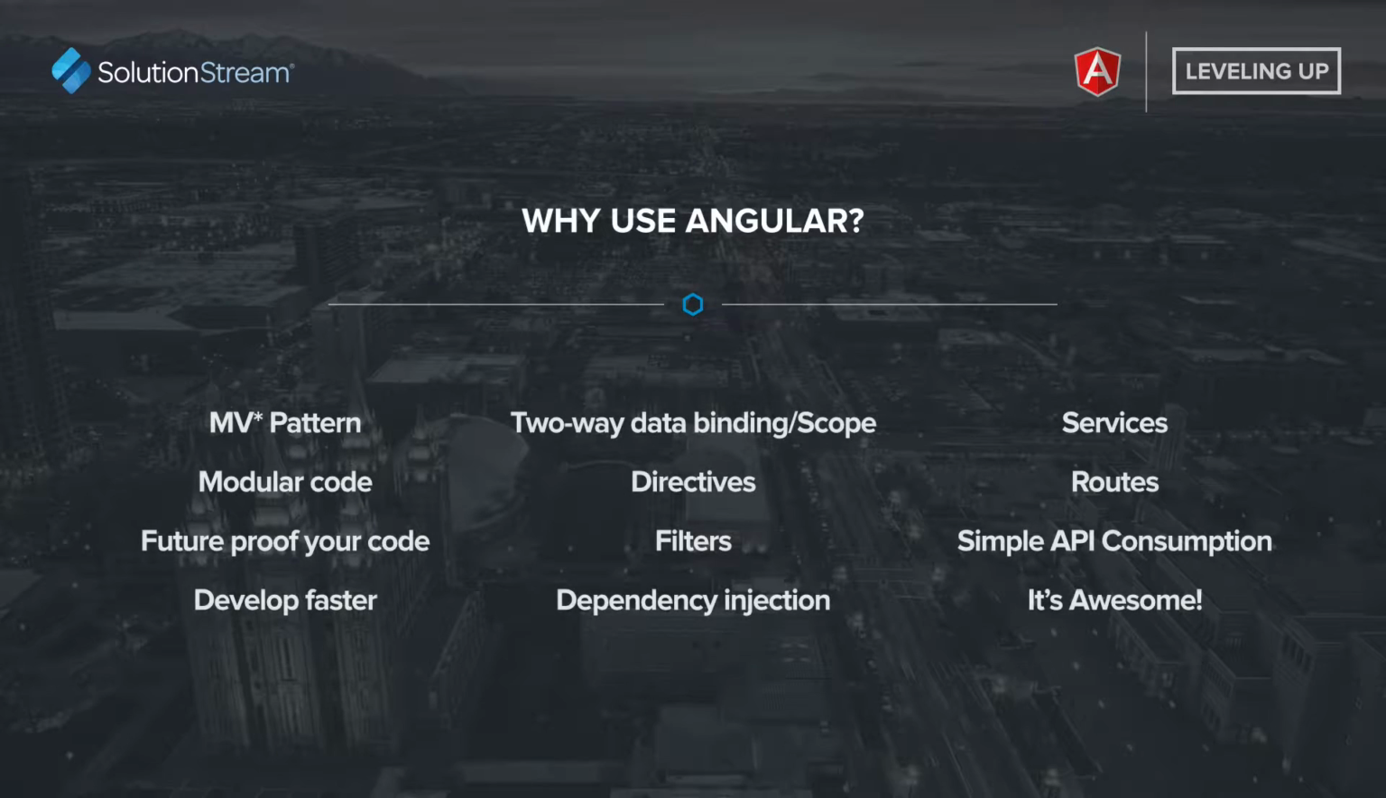So I've put together a running list of reasons why Angular is so beneficial to use. One thing I didn't include is that I think Angular bridges the gap between design and development. The first one on the list is that it follows an MV* pattern, and I'll touch on each of these in a moment. It makes your code more modular, which helps make it more maintainable in the end. It future-proofs your code. It's backed by Google, so that's a definite plus. It's here to stay. It makes developing applications faster.